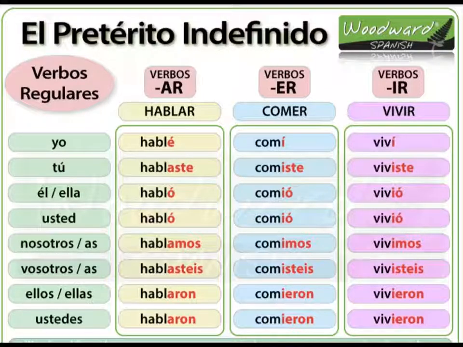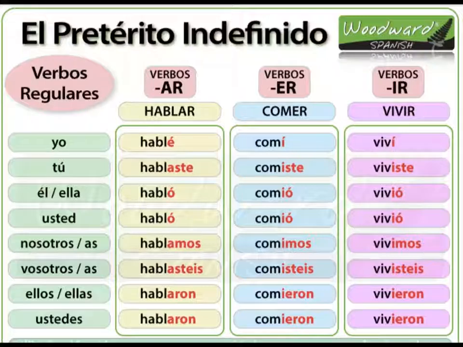Have a look at all the different endings which are in red on the screen, and you should hopefully notice some patterns. One really good thing about the past tense in Spanish is that you can see all the endings for the ER and IR verbs are exactly the same. So you don't actually have three sets to learn, it's only really two, because ER and IR share the same endings.